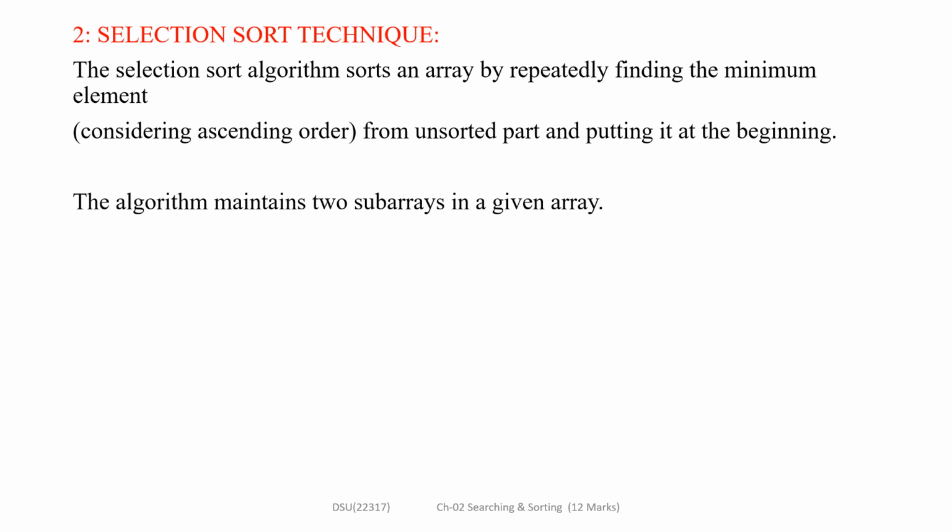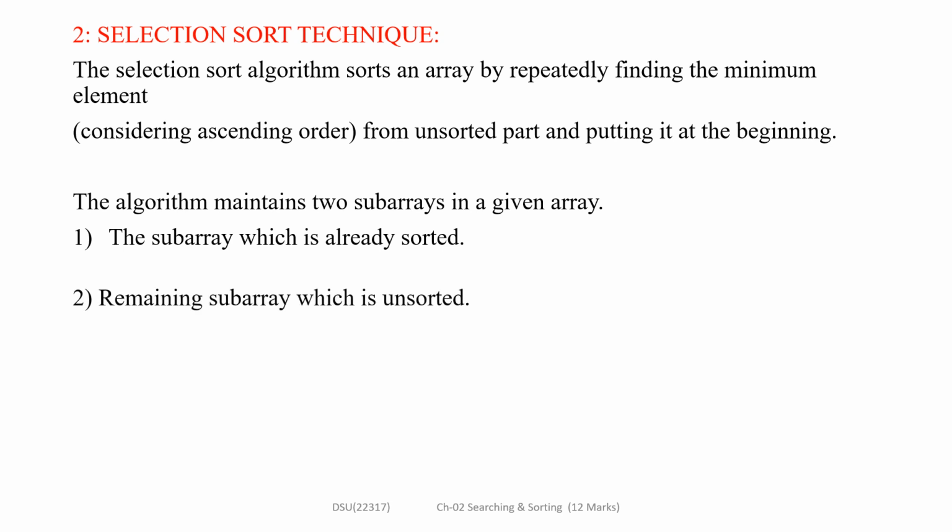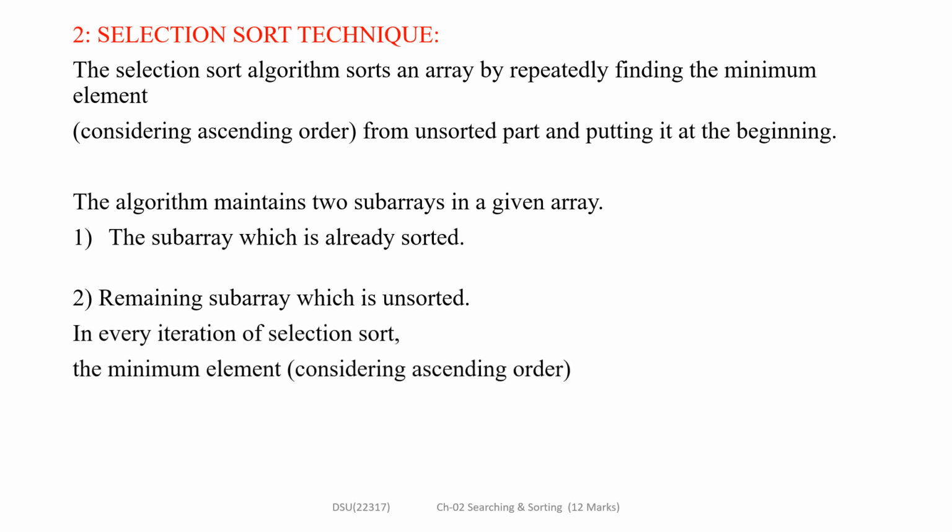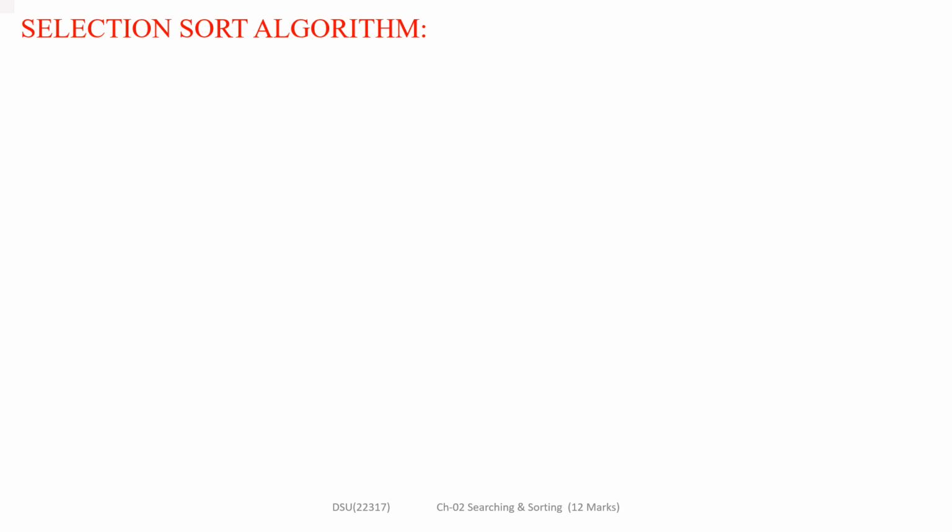In this selection sort, the zeroth element is compared with all other elements. If the zeroth element is found to be greater, then swapping will be done. The algorithm maintains two subarrays in the given array. The first is the subarray which is already sorted, and the remaining subarray which is unsorted. In every iteration of selection sort, the minimum element, considering the ascending order, is picked. The zeroth element is compared with all the other elements.